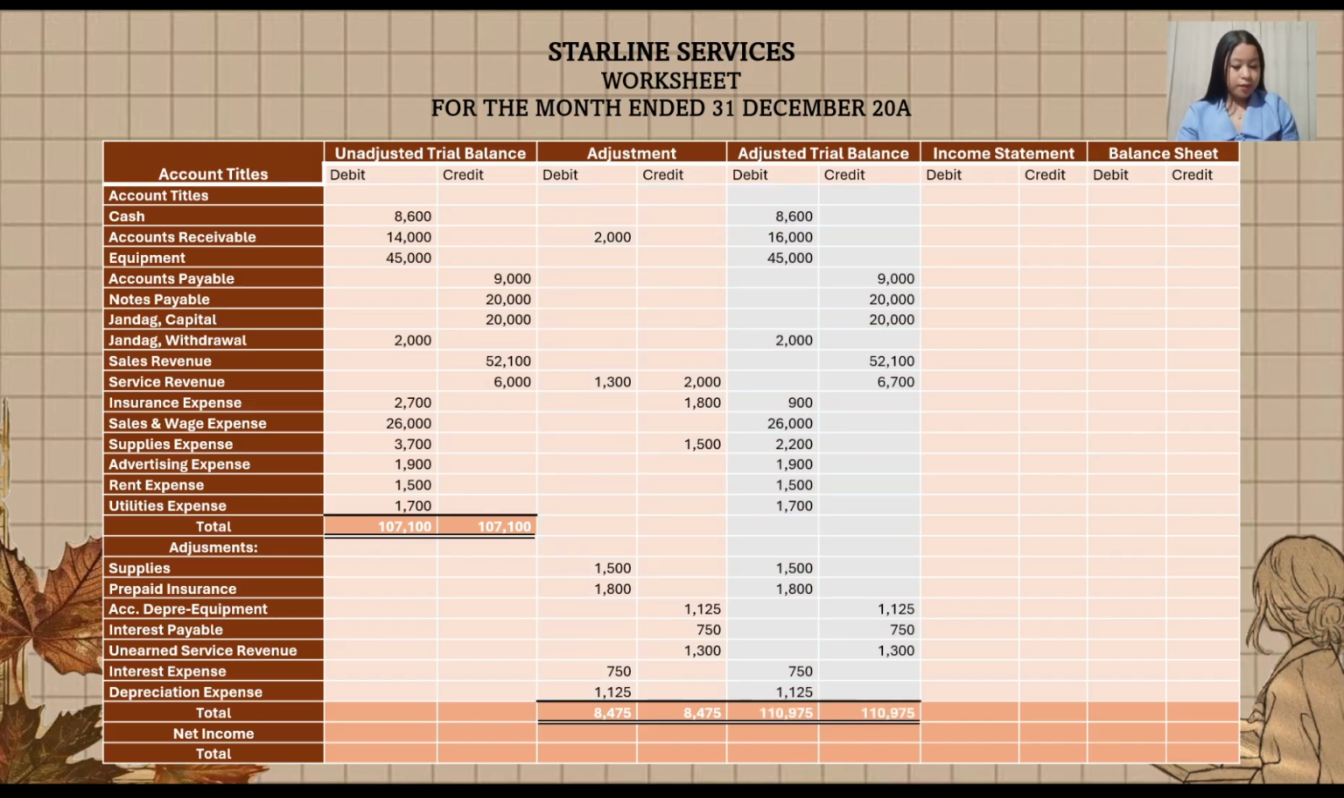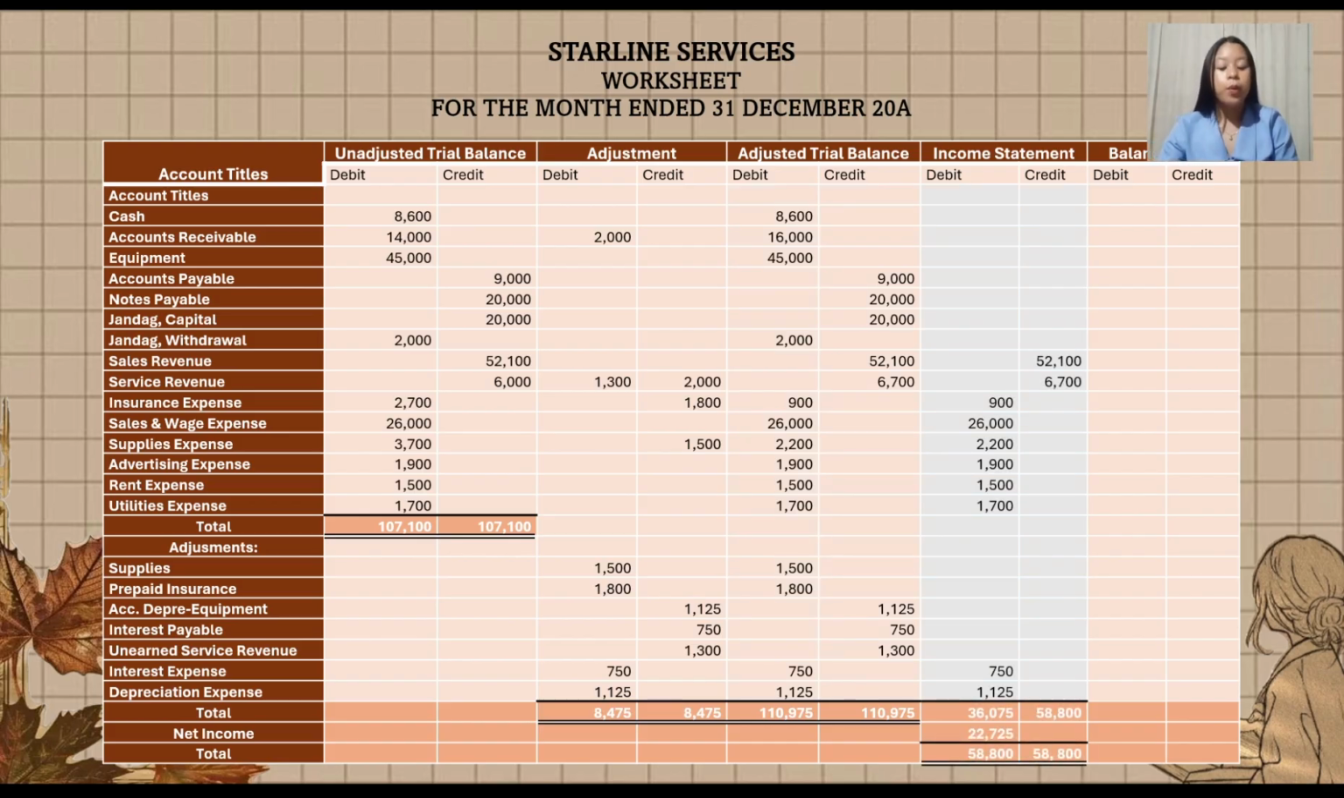So after adjustments, we compute the adjusted trial balance by combining the unadjusted balance and the adjustments. For example, accounts receivable increased due to earned revenue. Insurance expense now shows 900. Supplies expense shows 2,200 pesos, and service revenue becomes 6,700. Again, the adjusted debit and credit totals are equal, proving accuracy.